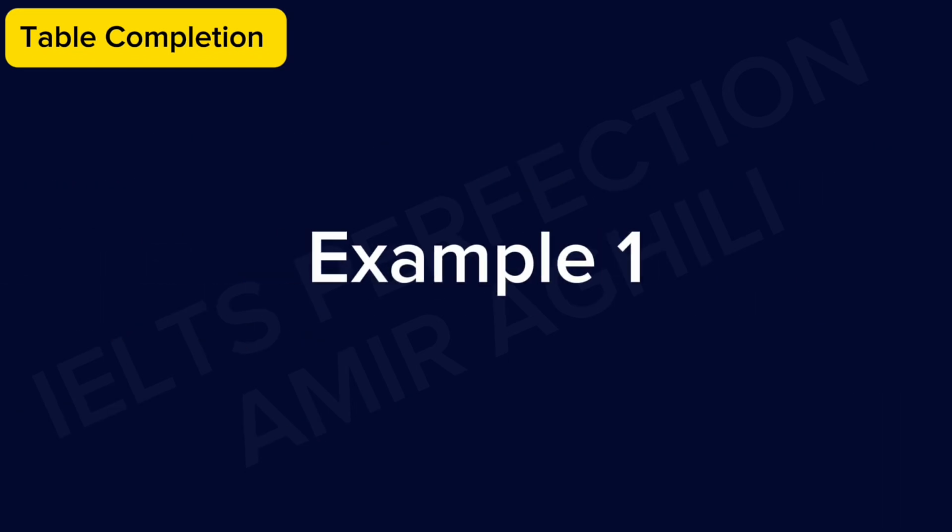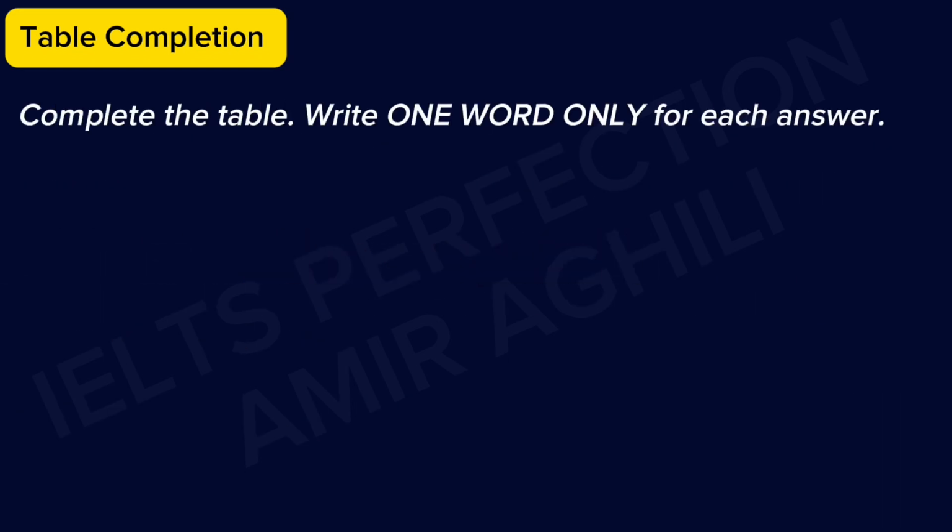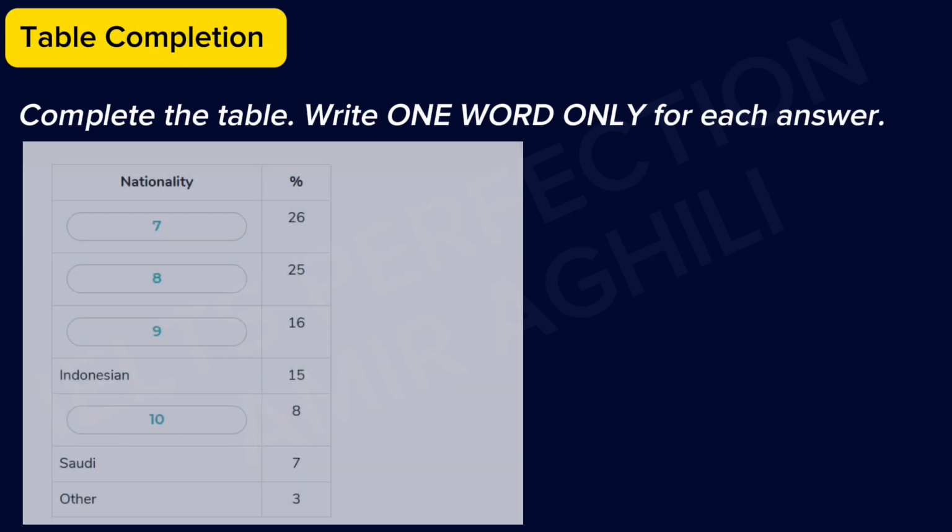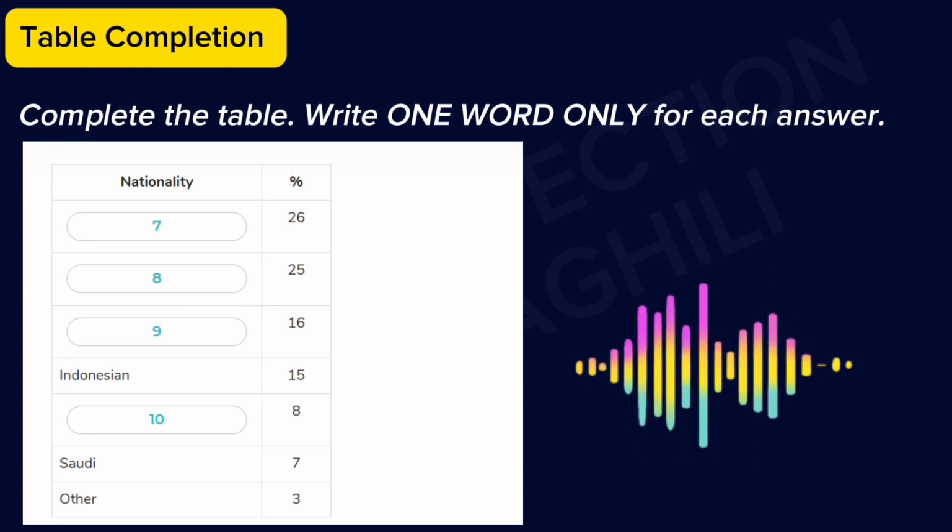Let's practice these with the first example. Looking at the questions, you're going to need 1 word only for each answer. And the table shows that you need to listen for nationalities. So, let's listen to the audio track. You have some time to look at questions 7 to 10. Now listen and answer questions 7 to 10.